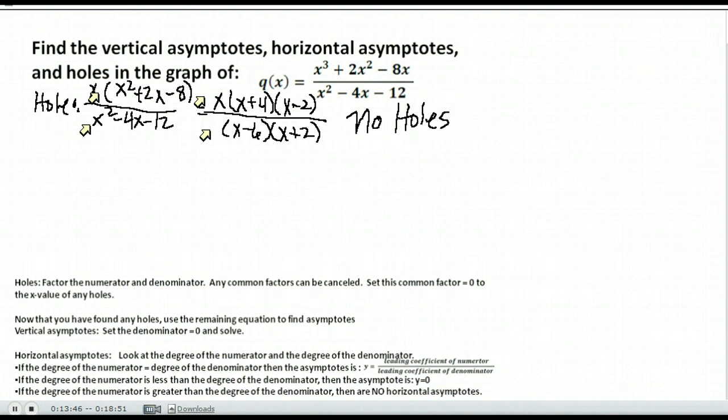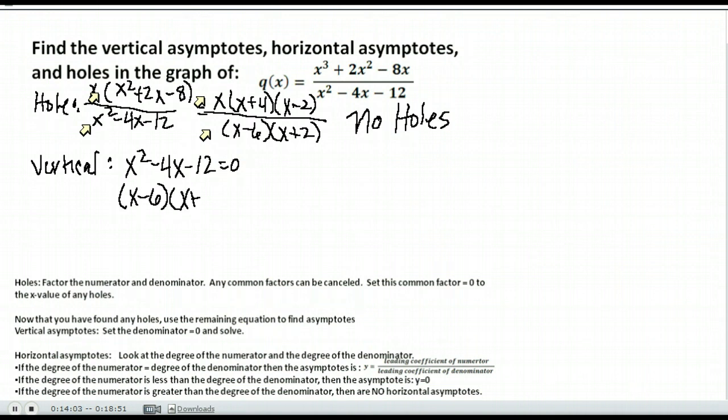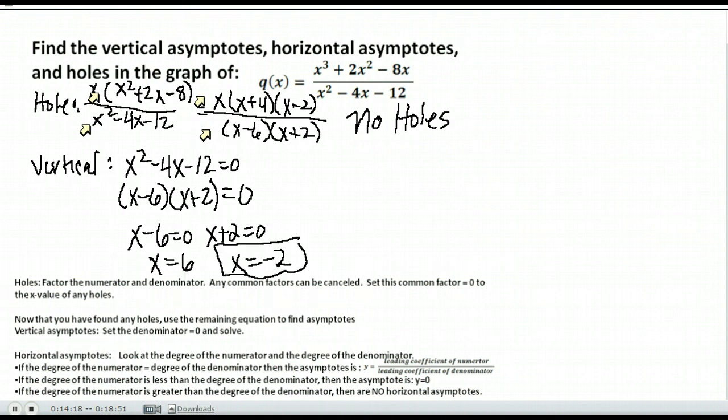So then we just carry on with our original function and go to find our asymptotes. For the vertical asymptotes, you set the denominator equal to 0 and you solve it. So here's our denominator. We would factor that to solve, and we already talked about the factors are x minus 6 and x plus 2. And we set those equal to 0 and solve them. So I get vertical asymptotes at x equals 6 and x equals negative 2. Those will be my vertical asymptotes, those lines.